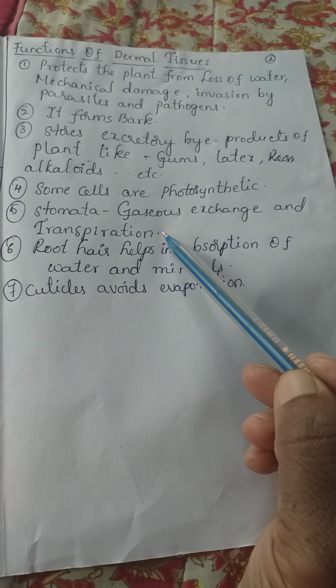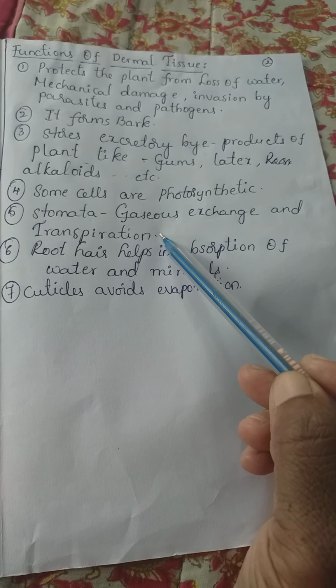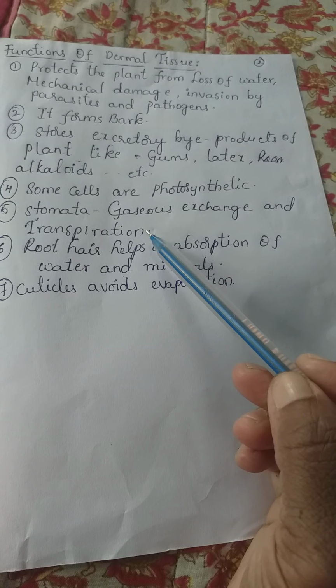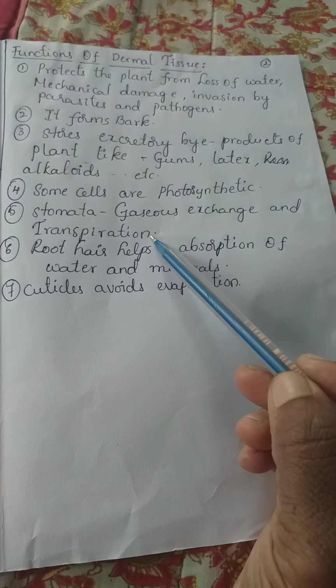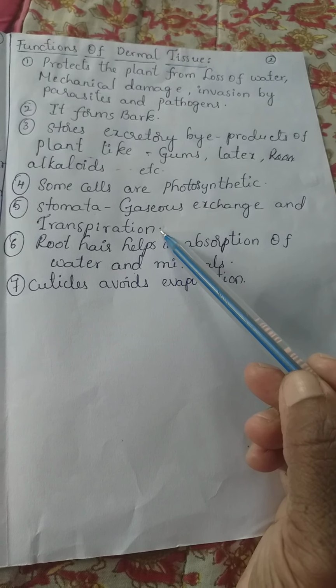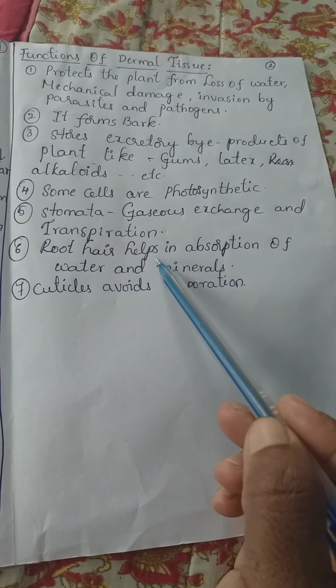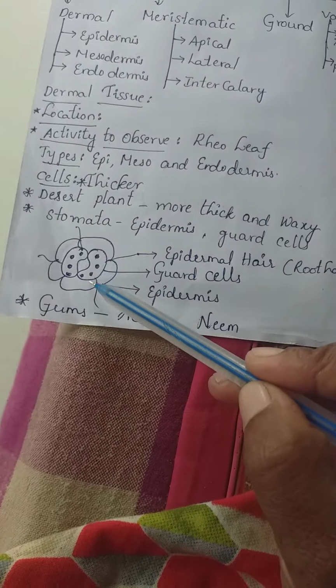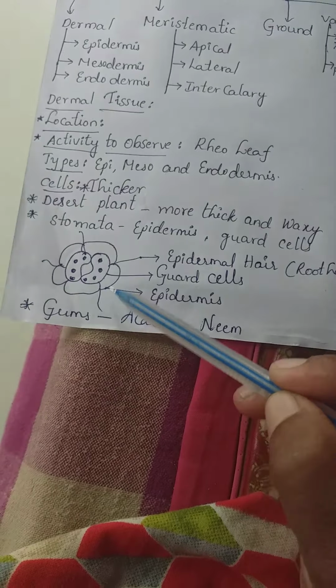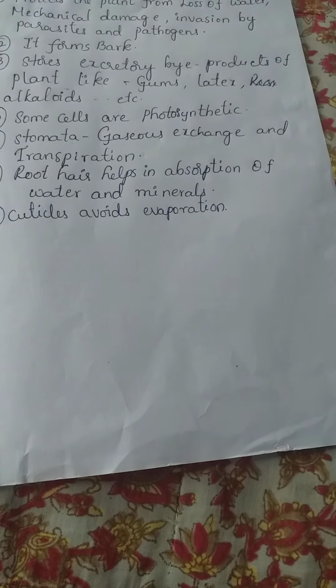Transpiration means removal of water from the plant body through stomata. So they remove the water in the form of water vapor. Next one, root hair cells which are present in the epidermal layers are helpful to absorb the water and minerals from the soil so that the plant gets benefited.